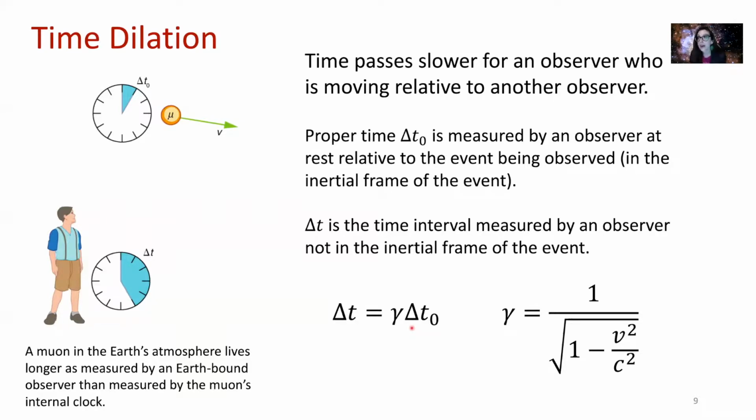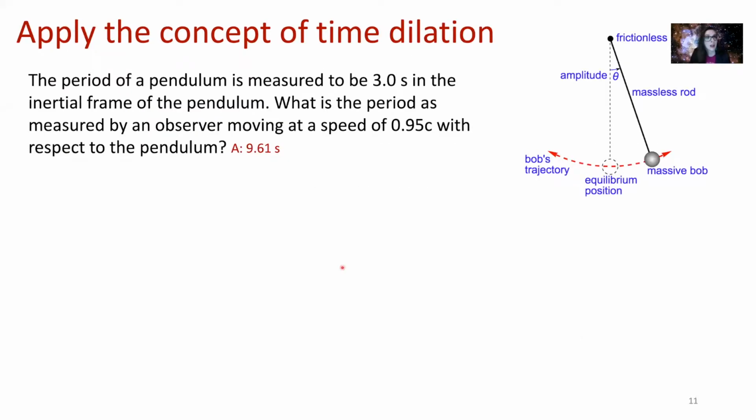We're going to apply this time dilation to an example problem. The period of a pendulum is measured to be 3 seconds in the inertial frame of the pendulum. What is the period of the pendulum as measured by an observer moving at a speed of 95% the speed of light with respect to the pendulum? In this problem, we are going to apply the concept of time dilation.